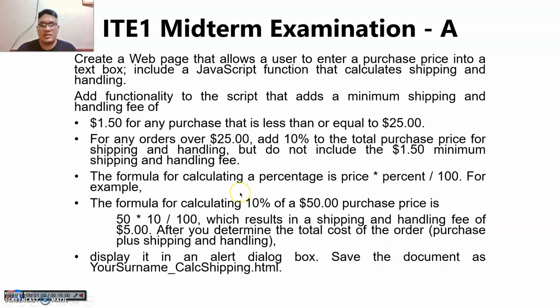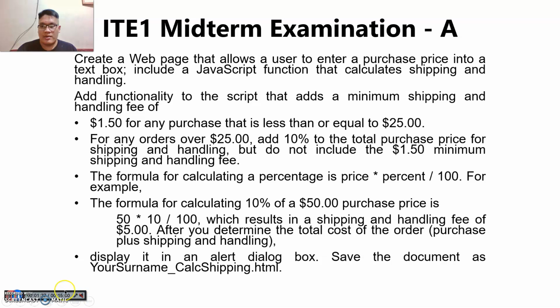The formula is provided below, which is price times the percentage, which is 10% over 100. So basically for a $50 purchase, the total fee is $55 because it exceeded $25.